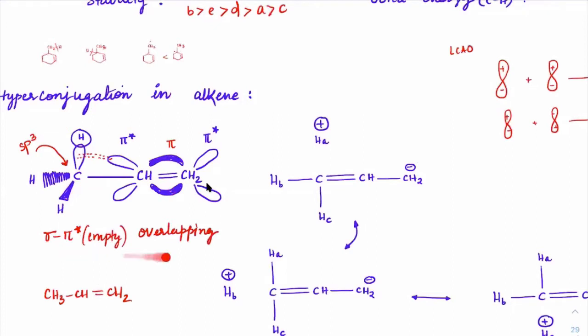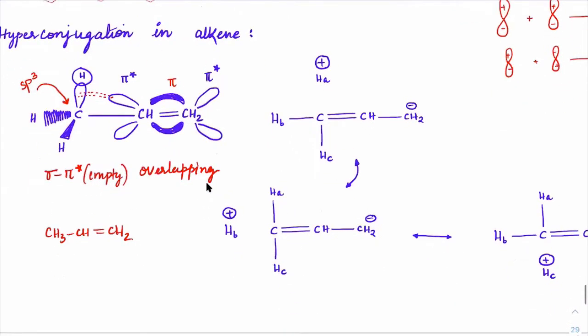So this is a JEE question, everybody. You must know which type of overlap is happening during the hyperconjugation in alkenes. So it is a sigma to pi star empty orbital overlap happening. And as this overlap happens, a double bond will form here, and this hydrogen will lose its electrons. So this will become H plus, and here this double bond will shift onto this carbon. This will become CH2 minus.